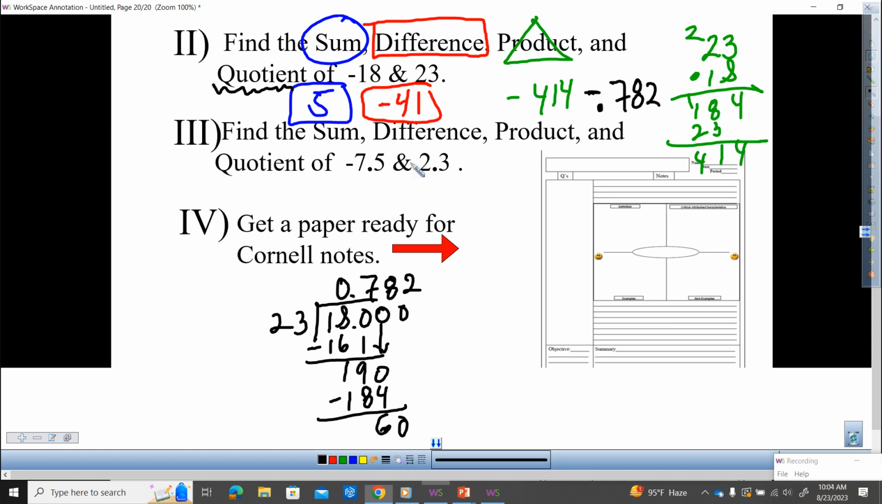So let's get to the interesting one. Negative 7.5 and positive 2.3. I only want the quotients. Check with your neighbor, see what they got for the quotient on that one.